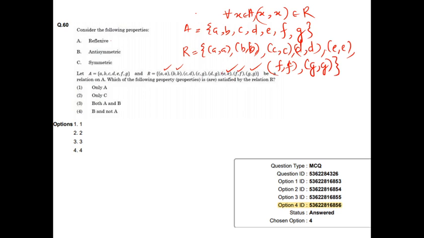So at first sight we can say that it is not a reflexive relation. Why? Because CC is not an element in R, DD is not an element in R. So in order to find the answer, we can apply some elimination method. It is not a reflexive relation. So the first option is given as only A, so we can eliminate the first choice.